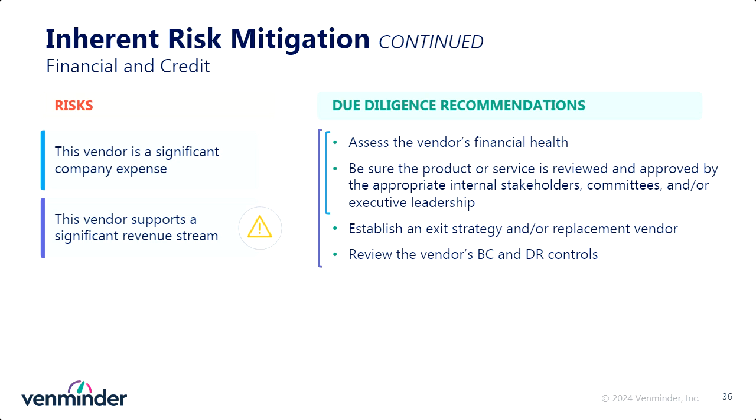To mitigate financial and credit risk, it's important to assess the vendor's financial health. This generally means having an expert do a review of the vendor's financial statements to determine the overall financial health of the vendor and identify any red flags that may need further review. Other due diligence would be establishing an exit strategy and reviewing the vendor's business continuity and disaster recovery controls.